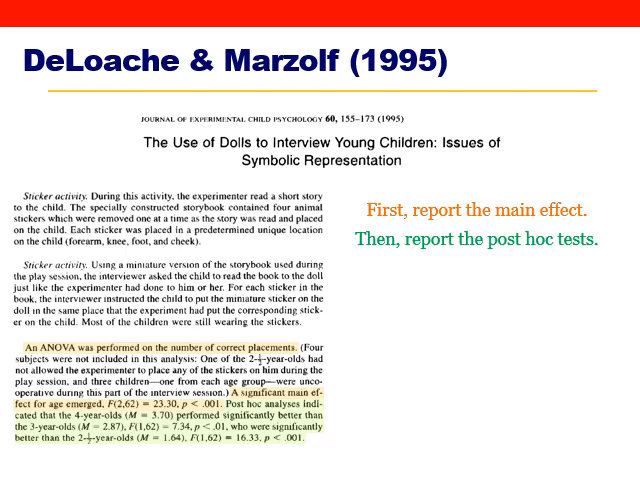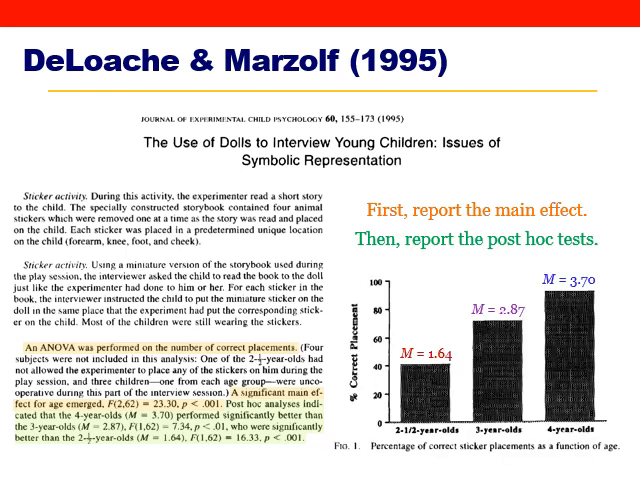What they ultimately found was that the 4-year-olds did better than the 3-year-olds, and the 3-year-olds also did better than the 2-year-olds. In other words, as kids got older, they tended to be better at understanding that the doll was a symbolic representation of their own body, as evidenced by the fact that they placed more stickers in the correct places. Here's a graph that shows the means for each group. The 4-year-olds did quite well, the 3-year-olds significantly less well, and the 2-year-olds significantly less well than that.